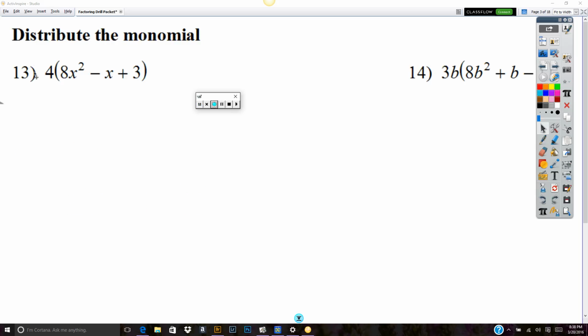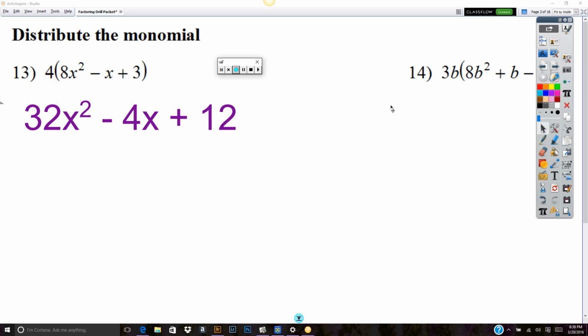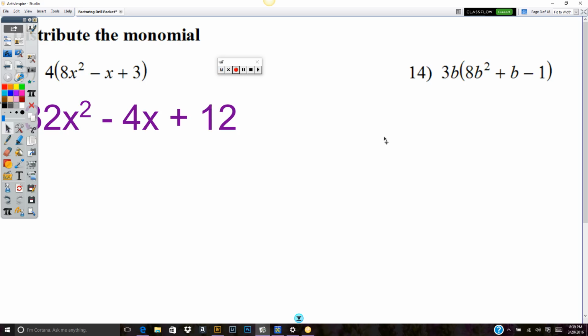Okay, now we're moving into the next section. We've got the section called Distribute the Monomial. And the main difference here is instead of 2 terms in the parentheses, we have 3 terms in the parentheses. So we've got 4 times 8x squared is 32x squared. And then 4 times minus x, minus 4x. And 4 times 3 is 12. What might be a good idea is if you paused in between each slide and did those sections, if you don't already have them done, before you move on.